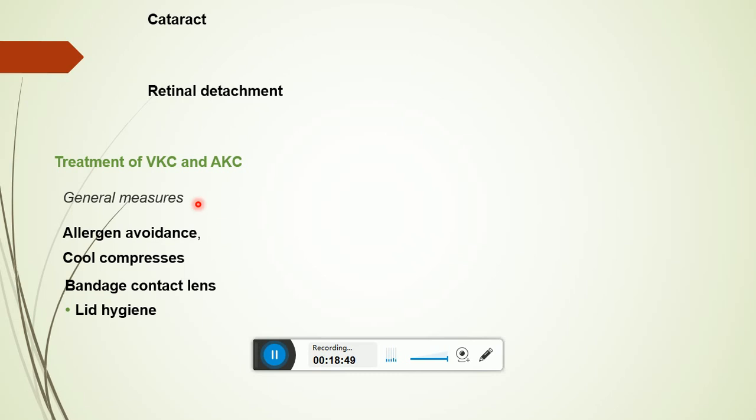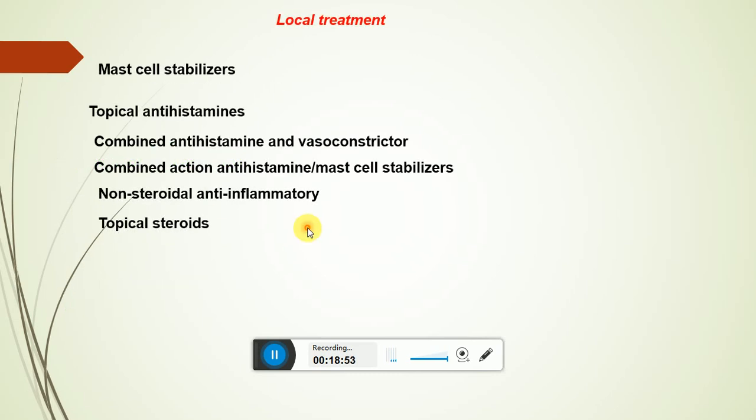Bandage contact lens to aid healing of persistent epithelial defects. Now the local treatment: mast cell stabilizers such as sodium cromoglycate to reduce the frequency of acute exacerbations and the need for steroids. Several days to weeks of treatment are needed.